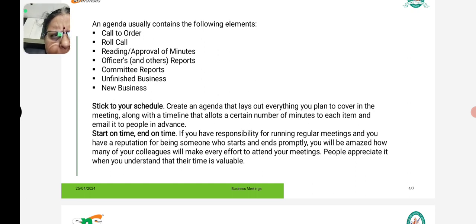Start on time and end on time. If you have the responsibility of running regular meetings and you have a reputation of being someone who starts and ends promptly, you will be amazed how many of your colleagues will make every effort to attend your meeting. So you have to plan your meeting on time and you have to complete it on time.